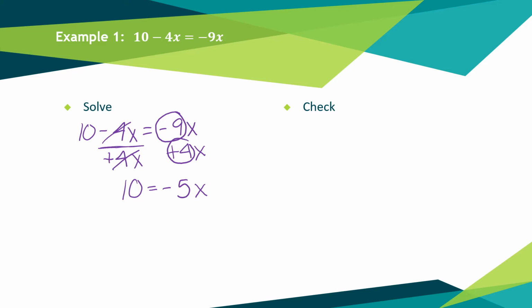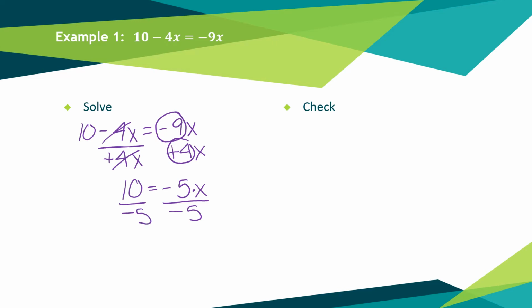Now we just have a one-step equation. A lot of the time, when you get your constant on one side and all your variable terms on the other side, and you combine all your like terms, most of the time you will get down to a one-step equation. In this case, we just have to get rid of that negative 5 out front of the x. Since the negative 5 is being multiplied with the x, we want to divide both sides by negative 5.